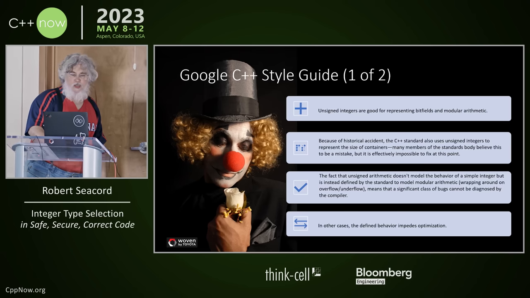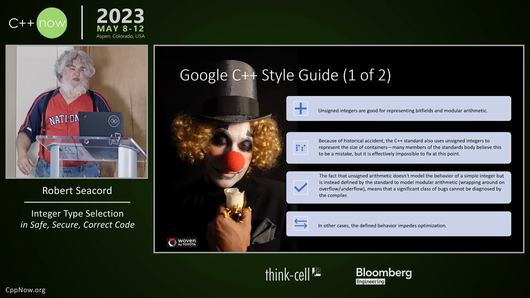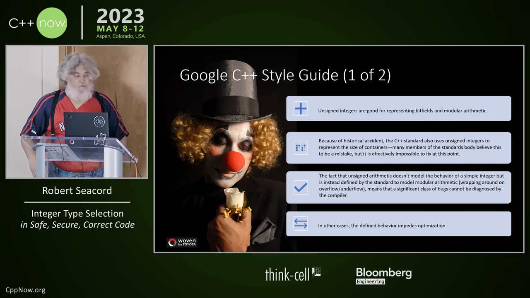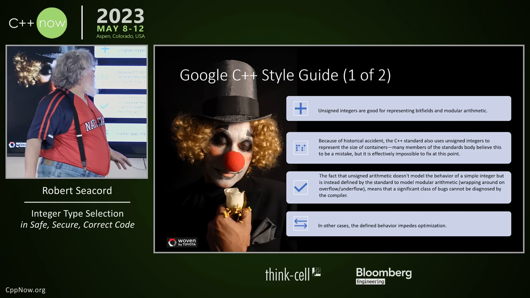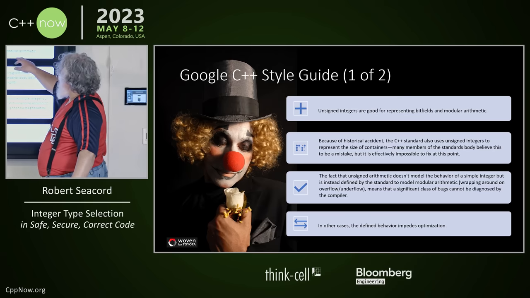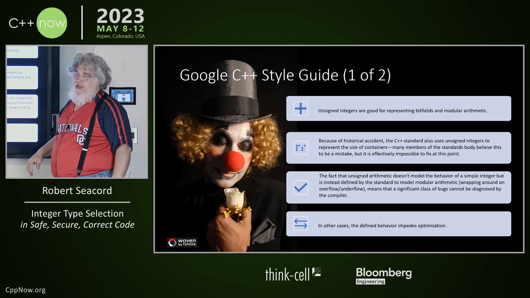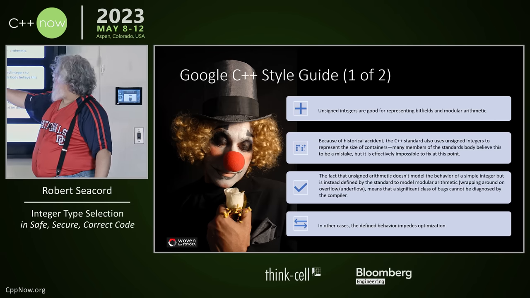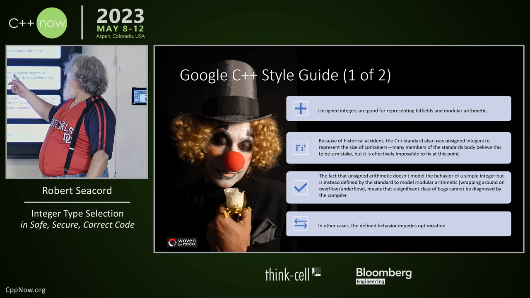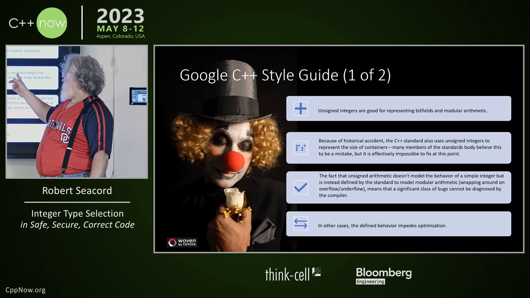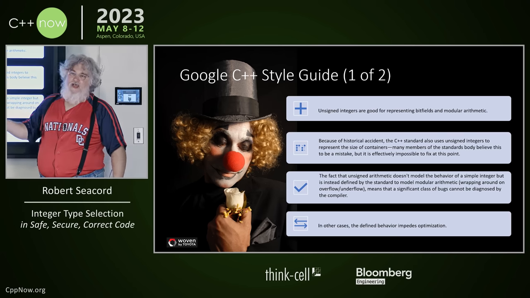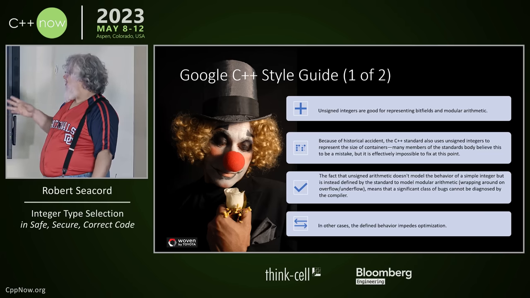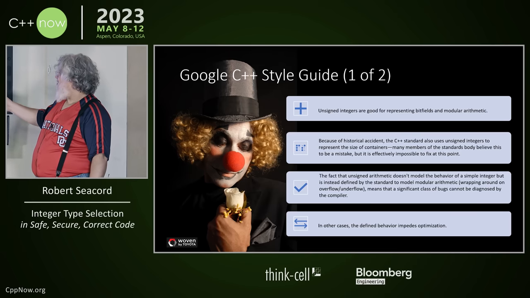So this results in things like the Google C++ style guide, and this is all verbatim from the style guide. The first thing it says: unsigned integers are good for representing bit fields and modular arithmetic. Yes, I agree with that. They are good for that. Next it says, because of a historical accident, C++ uses unsigned integers to represent the size of containers. Okay, not an accident. We went through that. There were a lot of smart people working on that for a long time, and all agreed it should be unsigned.